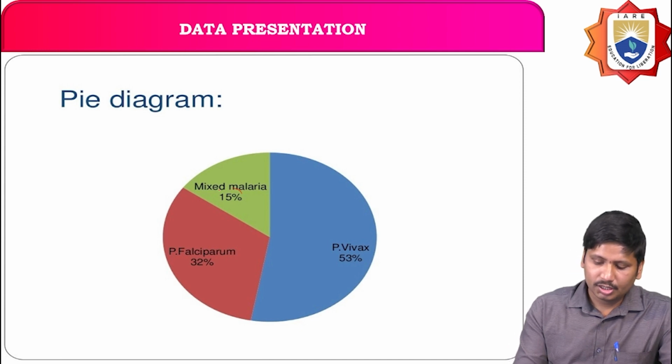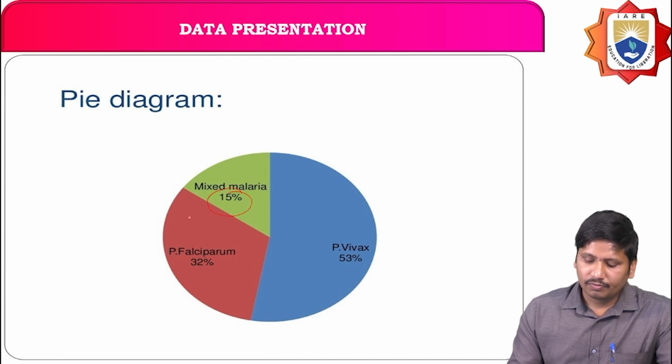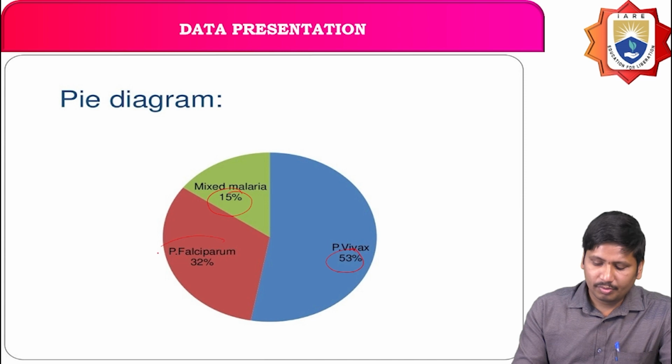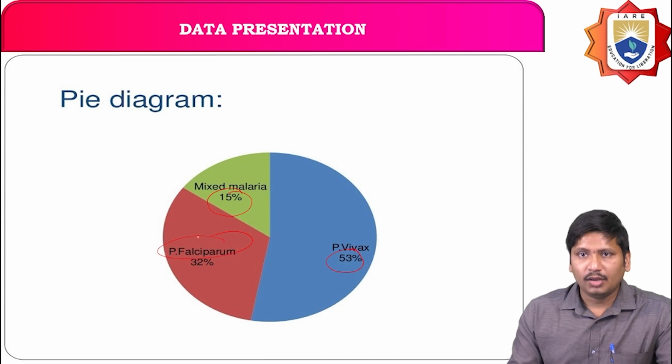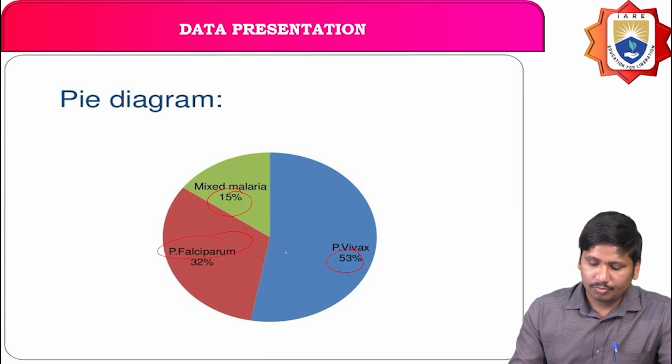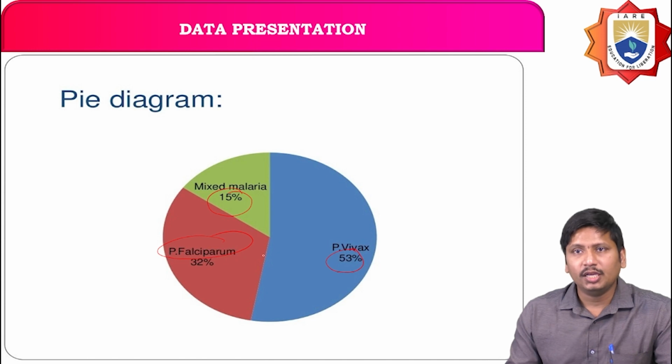What percentage of people are suffering from mixed malaria? Similarly, what percent of people are suffering from vivax, and how many people are suffering from falciparum? I want to know. By seeing this diagram, you can very clearly identify that. Thank you.